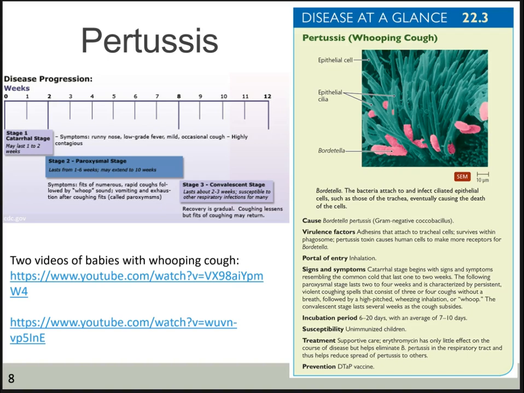So here's a summary. I'm not going to go into greater detail on pertussis, except to say that it has a virulence factor that allows the bacteria to produce a toxin called pertussis toxin that affects the cilia on the epithelial lining of the trachea. Those cilia are no longer able to move mucus up and away from the lungs, and that allows the bacteria to get into the lungs and just kind of hang out there. This is caused by Bordetella pertussis, which is a gram-negative coccobacillus. So think about what shape a coccobacillus is.